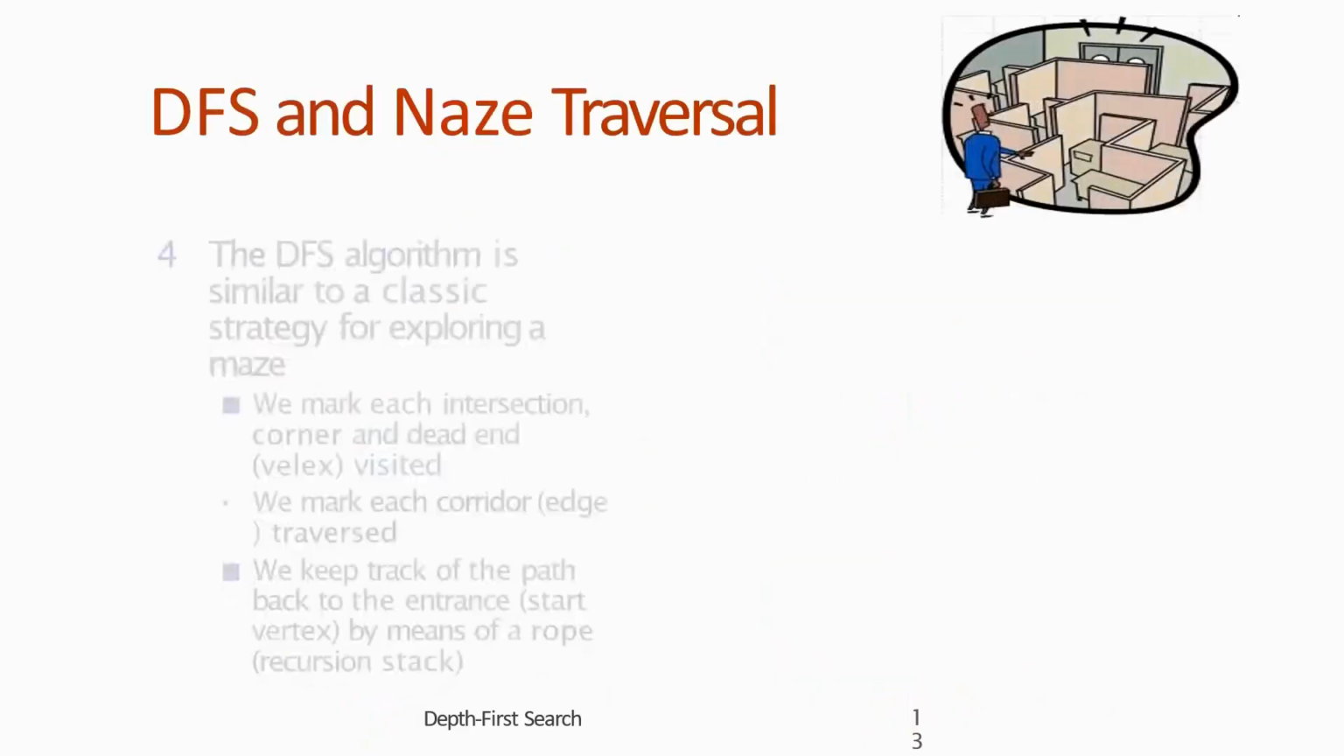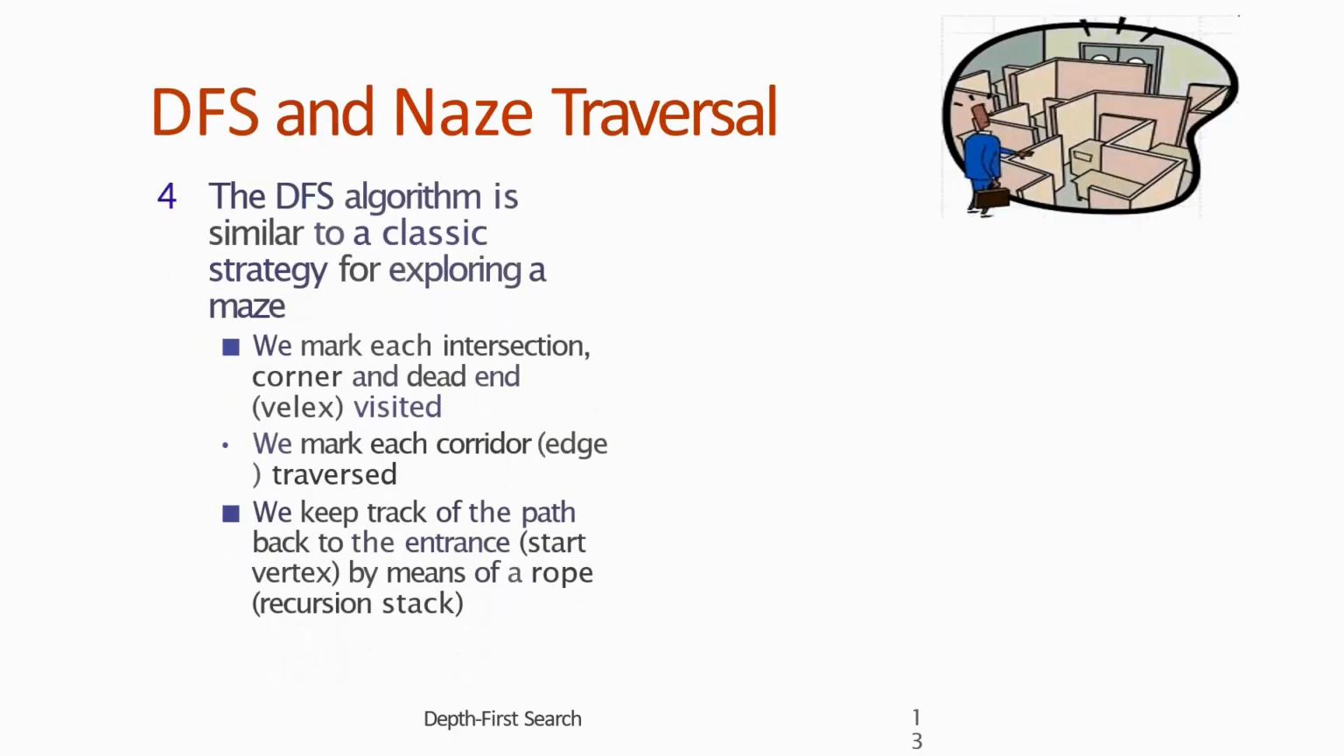So DFS and maze traversal. Maze traversal is a puzzle type. So what does it showcase? It is a classic application, like when we don't know the exact route out. It is a similar and classic strategy for exploring a maze. If we represent the maze as a graph, each cell is a node, right? And a path between the cells is an edge.